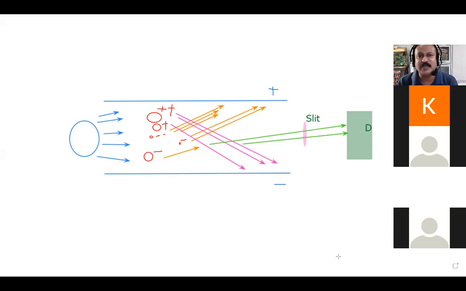So different types of ions, by varying the voltage, I can allow the different types of ions one by one to come out of the slit and go to the detector. And the detector is going to detect these ions. Okay.